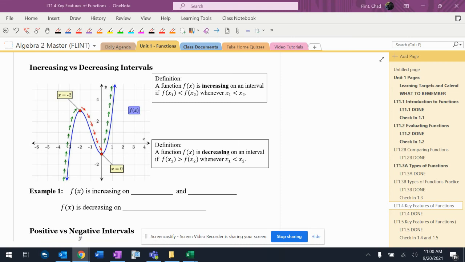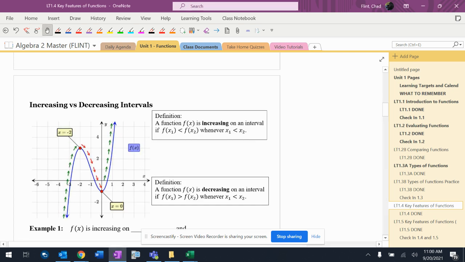So increasing and decreasing graphs are going to rise and fall and do all kinds of different things when we have, especially, more complex graphs. So this picture here, increasing basically means, is it getting bigger? Are the Y values getting bigger? So let me write this down.